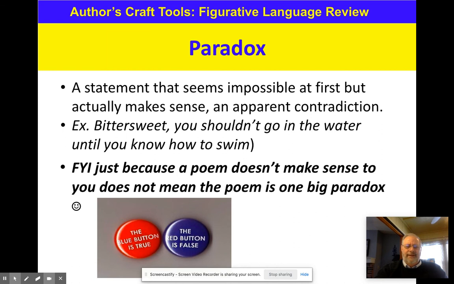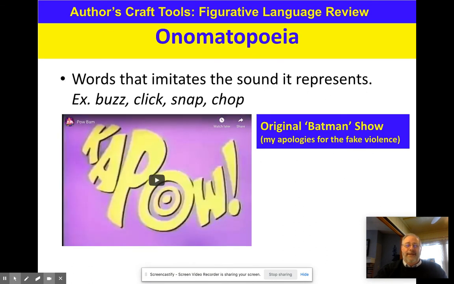That's sort of like the Keanu Reeves movie. I forget the name of it now, but yeah, the red and blue pill. There you go. Onomatopoeia. These are words that imitate the sounds they represent. My apologies, this is showing my age, and you have words like pow, boom, that kind of stuff.